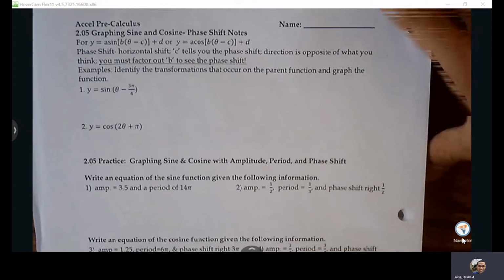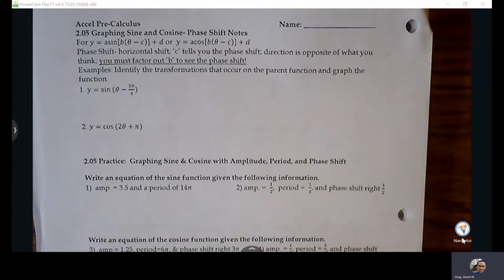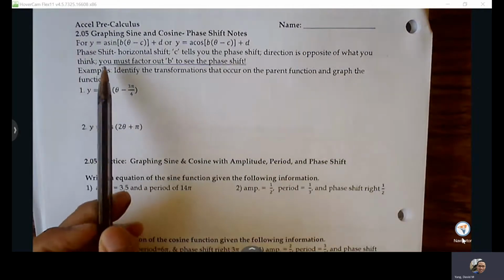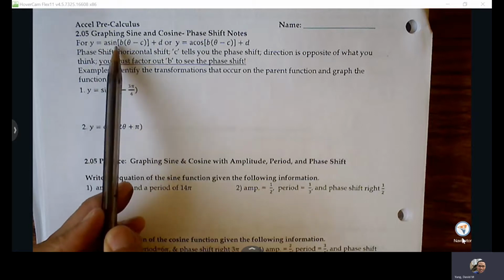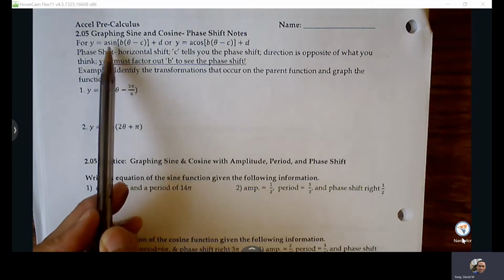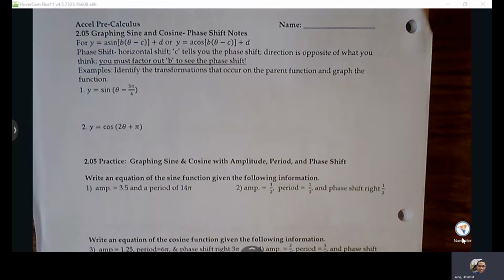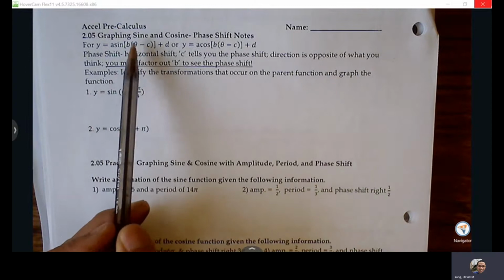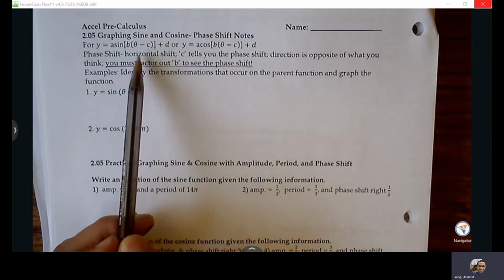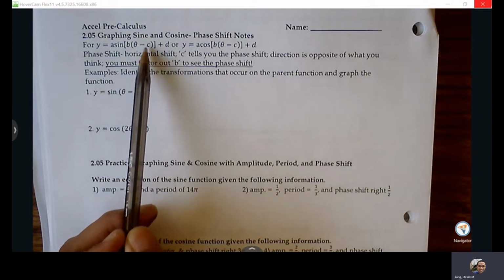This is 2.05, Graphing Sine and Cosine Functions. We talked about amplitude, which deals with the a value. We talked about the b value, which ends up shrinking or compressing or extending your period value. But today we're talking about what happens if we shift the graph left and right, and we're going to talk about the c value here.